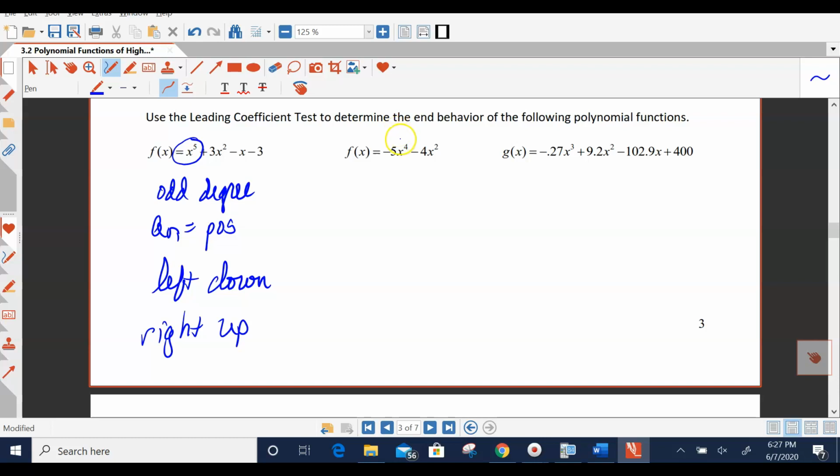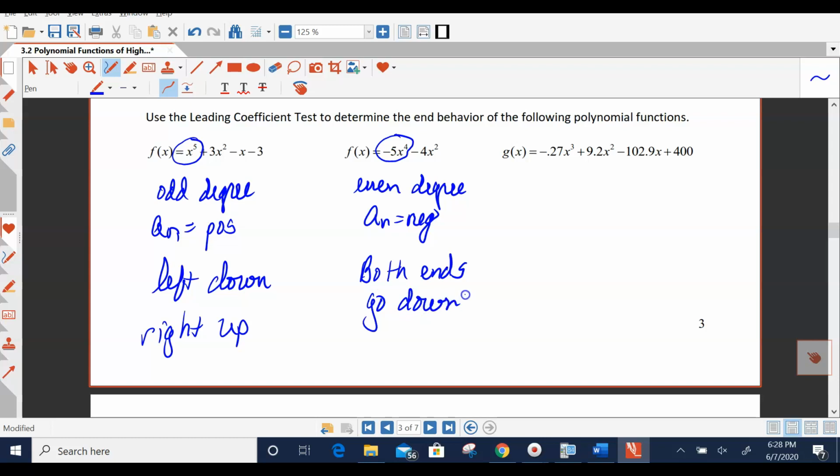Okay, leading coefficient, leading term here. Aha, it's a 4th degree, so I have an even degree. That means the ends are going to behave like x squared. The front number a sub n is negative. So will that parabola be opening up or opening down? Opening down, so what we'll see is that both ends go down. Or you could say they both fall.